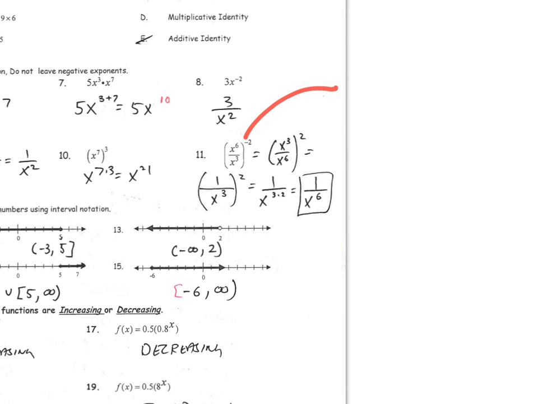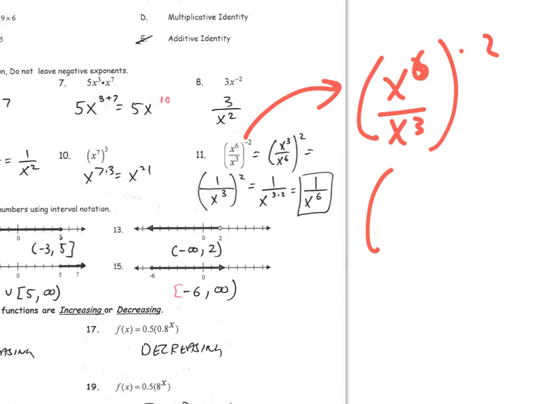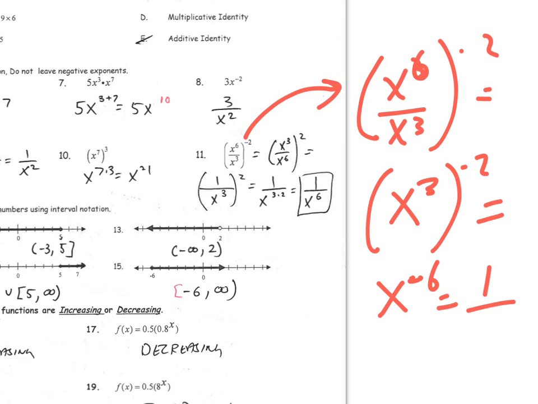I can take this, x to the 6 over x cubed to the negative 2, and first say, well, we just got more x's on the top, 3 more on the top, and multiply it by negative 2. Now multiply that, we now have x to the negative 6. The negative means move, so that's 1 over x to the 6. Okay.